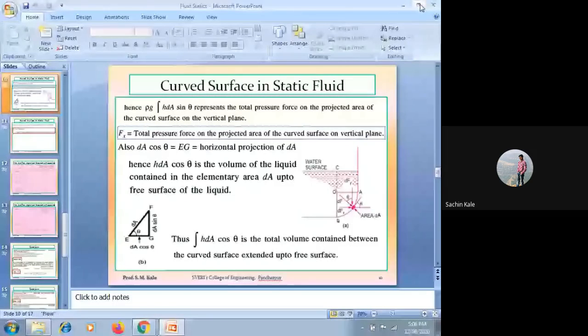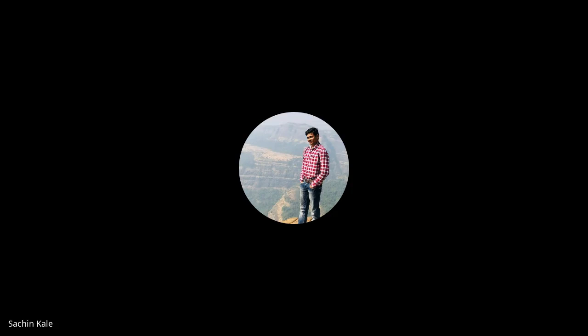So this was related to the curved surface in a static fluid. काय problem आहे का कोणाला? Query वगैरे काय?